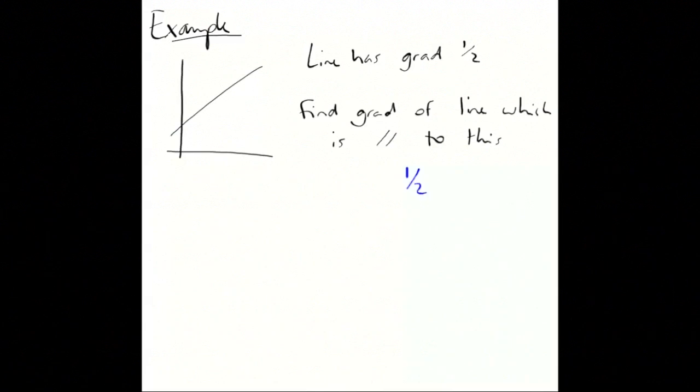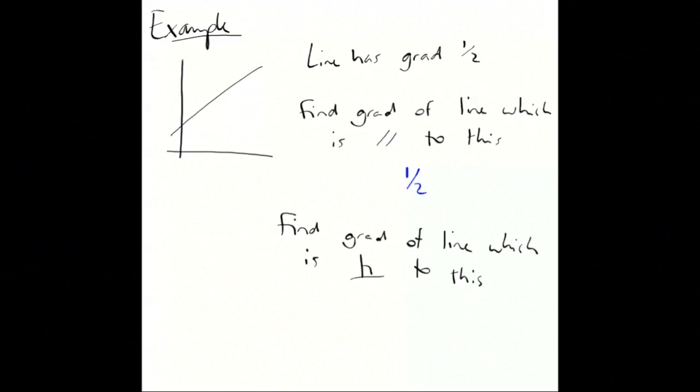In the next part, we're going to be asking to find the gradient of the perpendicular line. So find the gradient of a line which is perpendicular to this one of gradient 1/2. How are we going to do this? We're going to use this negative reciprocal idea, and we're just going to do -1 over 1/2.